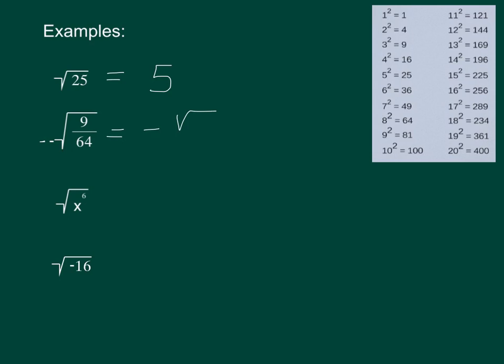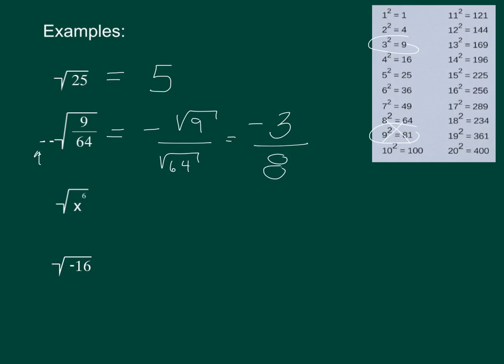We can take the square root of 9 and the square root of 64 separately. So the square root of 9, if we look over here, not that one, not 9 squared. Square root of 9 is 3, and the square root of 64 is 8. So we get negative, which comes from this negative out in front, 3/8.